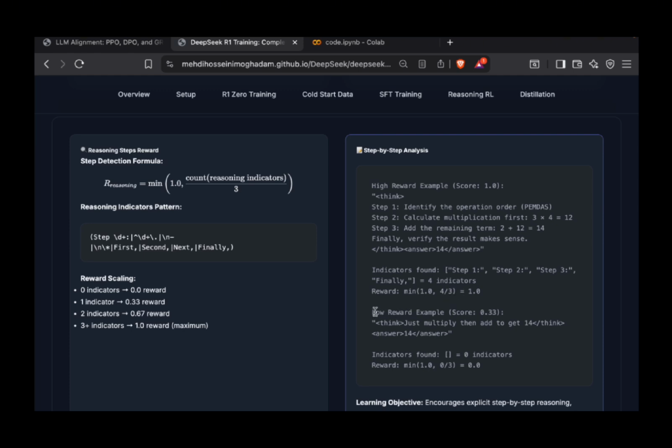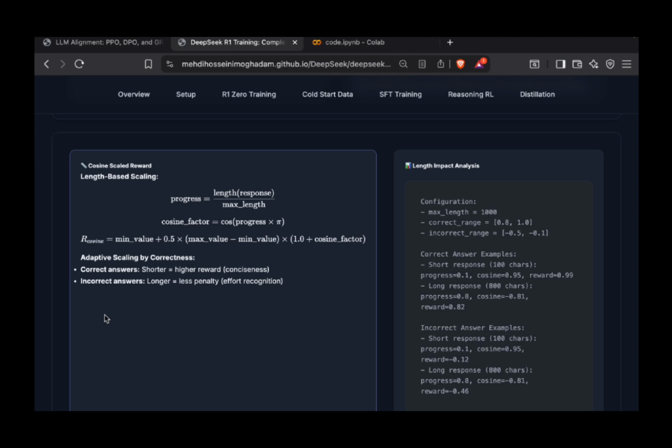An example of a low reward, with a score of 0.33, would be, in the think tag, we have just multiply, then add to get 14, which is not really informative. And this is another reward function, to make sure that the reasoning steps are logical, make sense, and have enough length, or as we had it here, indicators.